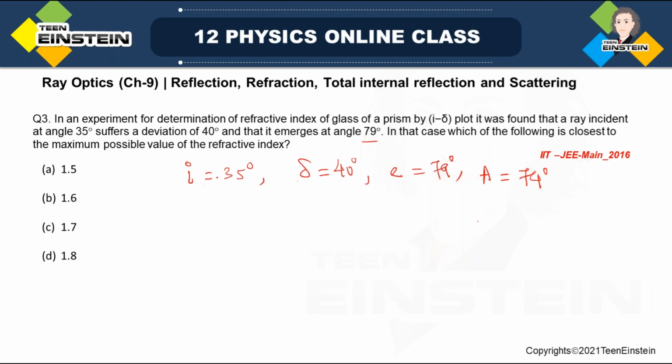Now look, if delta is minimum, see, for this delta we have got an angle of incidence and angle of emergence that differ, so some different angles we have got. At the minimum angle of deviation, both the angle of incidence and the angle of emergence will have the same value. So this minimum angle of deviation must be less than 40.